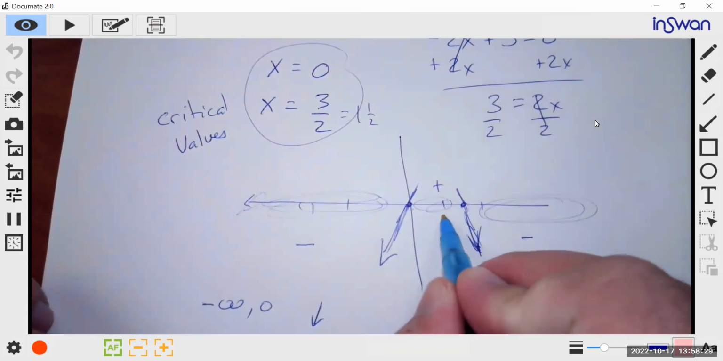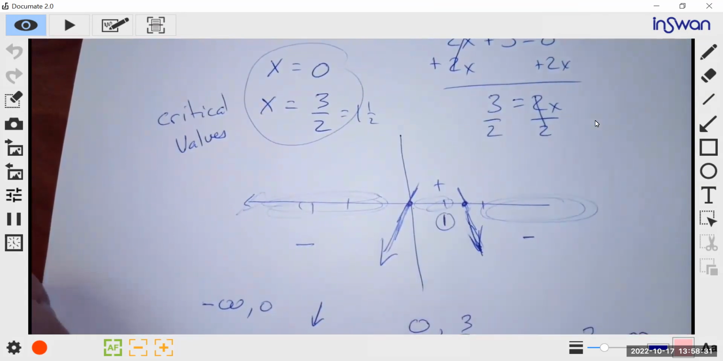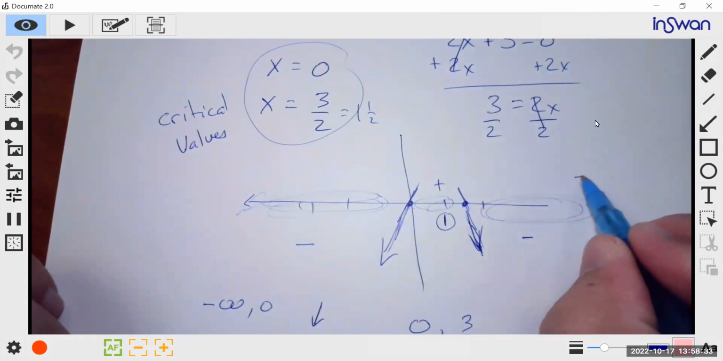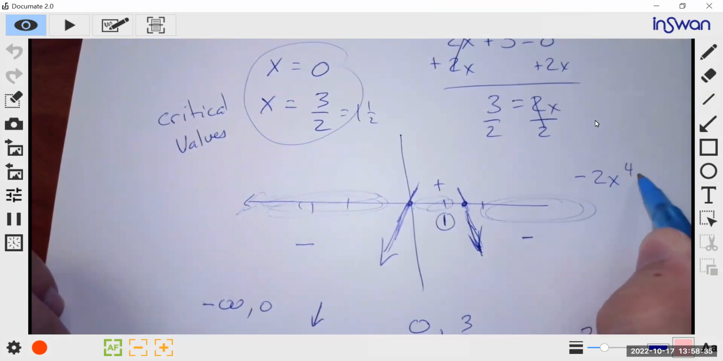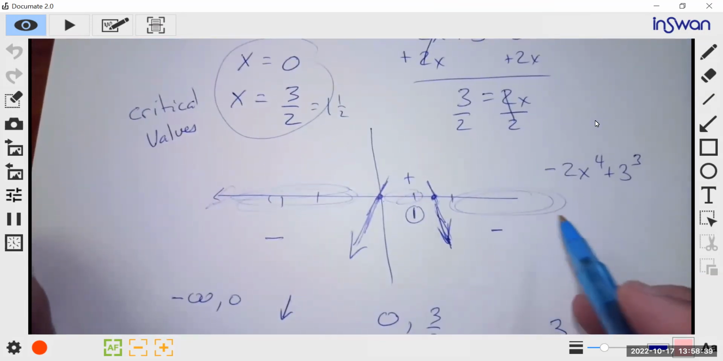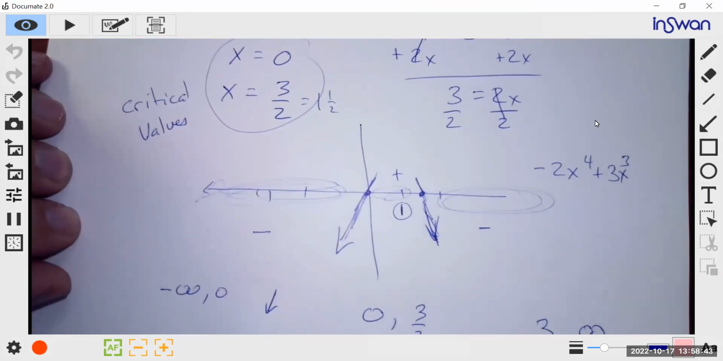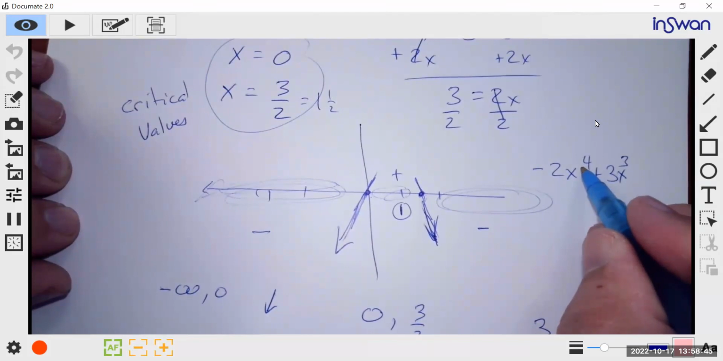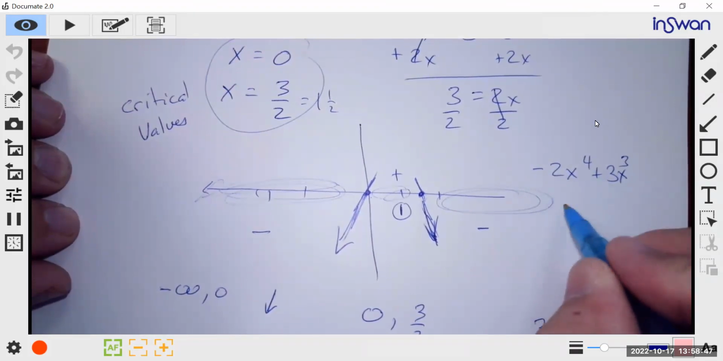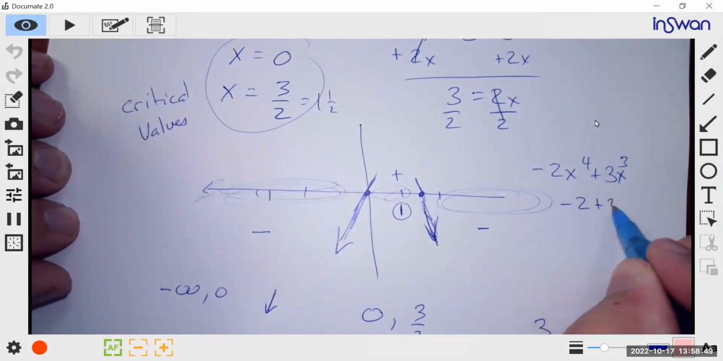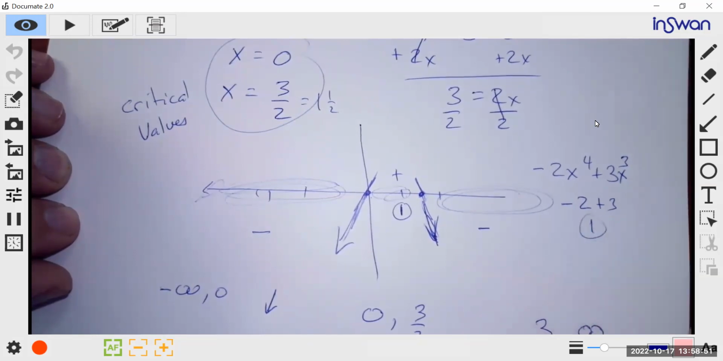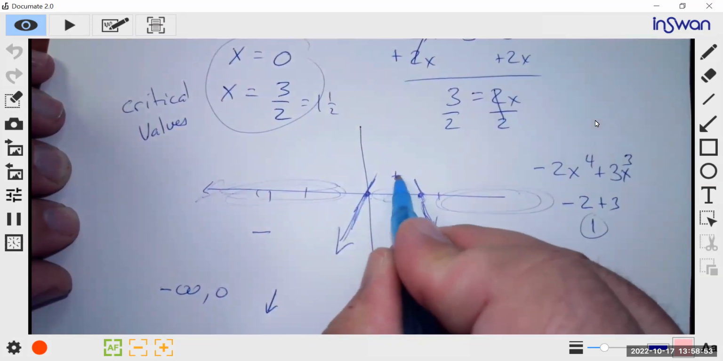For example, if we chose to use x equals 1 in the equation, if we plugged in 1 for x, what do you get? 1 to the 4th power is 1. So we have -2 plus 3 equals +1. So at 1, our answer is 1.